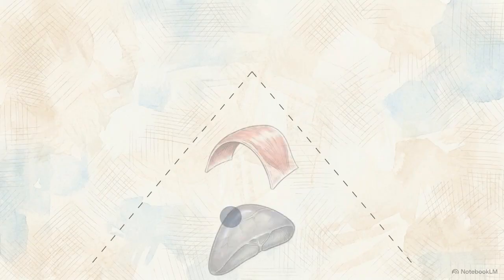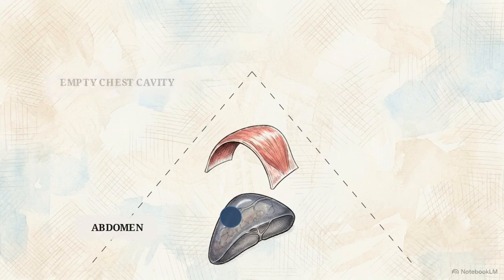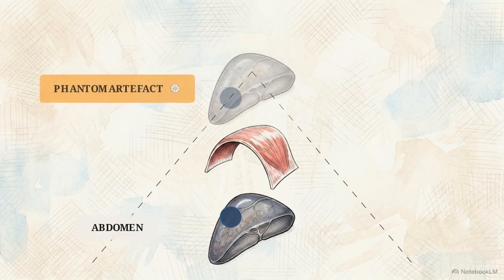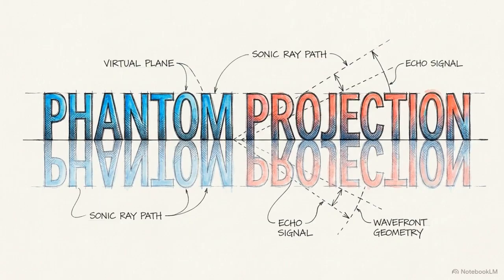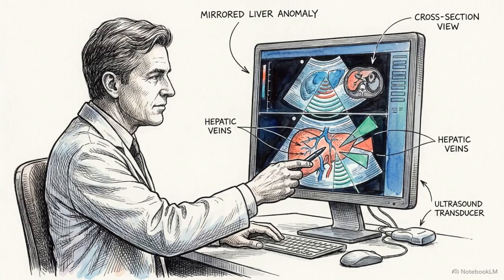The resulting output is a visual impossibility. The machine plots the liver tissue and its internal structures far beyond the diaphragm, digitally projecting liver tissue upward into the empty chest cavity. This specific anatomical misplacement is the mirror artifact. Understanding the geometry of the diaphragm prevents a clinician from misdiagnosing a phantom liver mass in the chest. Spatial awareness overrides the machine's digital mapping.